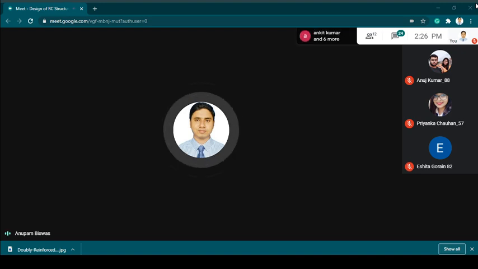I can provide you the ratio of d dash by d, that is your 0.1. From there the value of FSC is 535 Newton per mm square. So next you can apply the depth of neutral axis formula, and check whether these values are coming or not.